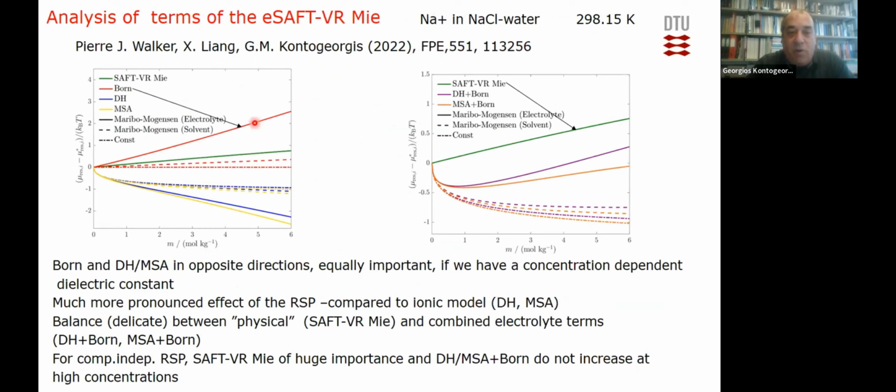You can see Born, ion-ion, physical term, ion-ion interactions. In this case, we have a constant relative permittivity. In this case, we have a relative permittivity that depends on concentration, and this is why we have a Born term. To me, these are very important questions, and these are fundamental questions that, of course, have to be answered. Do we need the Born term? Do we need the composition dependency of the relative permittivity?